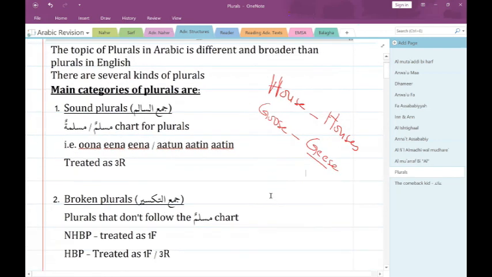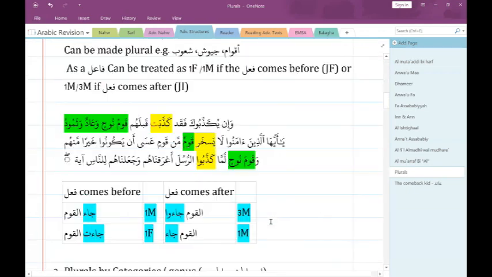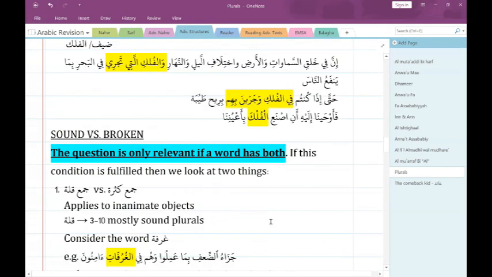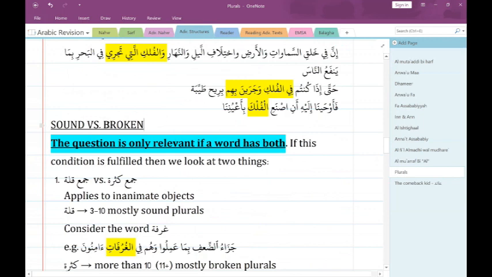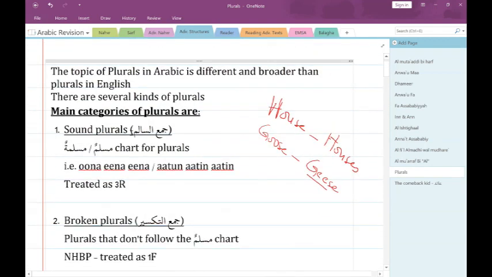But what we're going to do today is look at the main categories of plurals. That's the first thing. Tomorrow we'll look at sound plurals versus broken plurals. That's what we look at tomorrow. But today we just look at the different categories of plurals that are there.